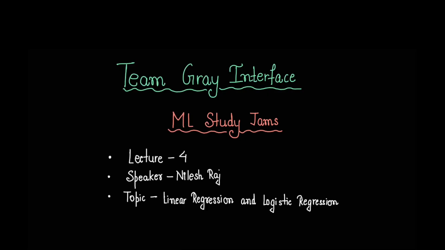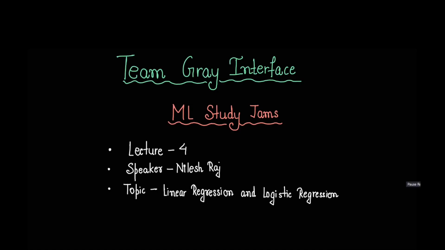We'll start by revisiting some definitions of machine learning and its different types. Then we'll move towards supervised learning. We'll talk about the two main types of supervised learning algorithms, that is regression and classification. Then we'll look at one regression model, that is linear regression, and one model for binary classification, that is logistic regression. So let's start this lecture.